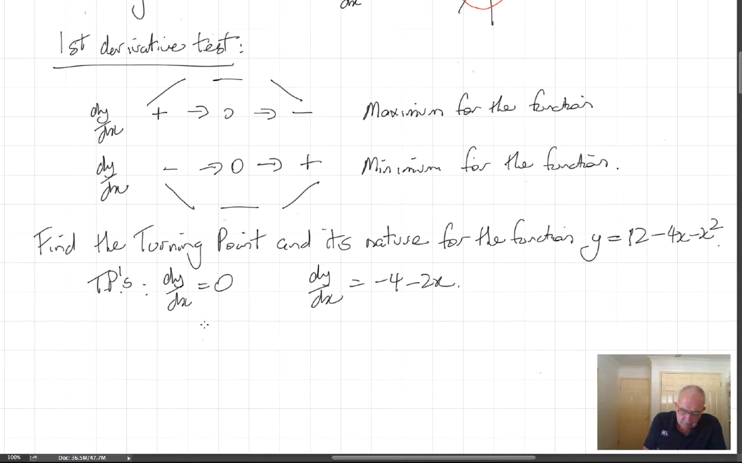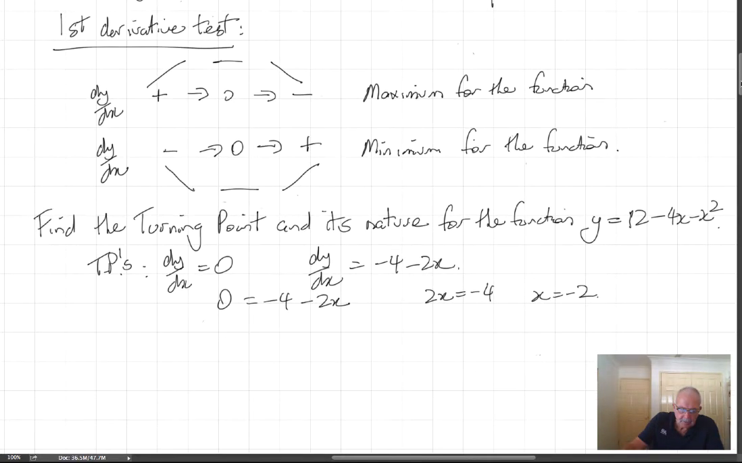So 0 equals, so we're going to find out where this graph has a turning point, 0 equals negative 4 minus 2x. Take the negative 2x to the other side and you get 2x equals negative 4, x equals negative 2. So at x equals negative 2 we've got 0 gradient. So we have a turning point there. We don't know whether that's a minimum or a maximum. So we're going to do the first derivative test.